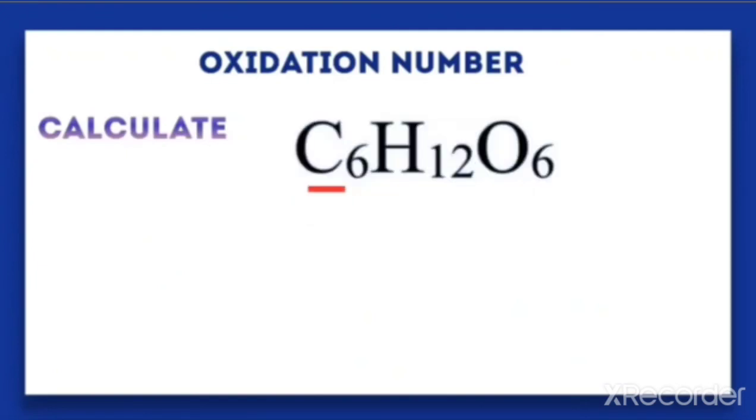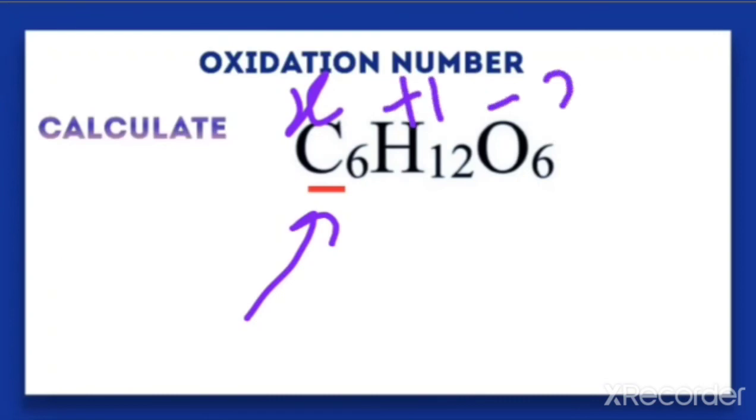Similarly, you can do this example, glucose. You need to find out the oxidation number for carbon, which you keep as X, and for hydrogen the charge is +1, for oxygen it is -2, according to the rule which we have learned. So all of you do this example on your own and find out the value of X here.